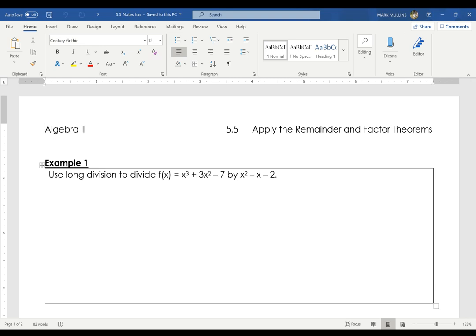5.5, apply the remainder and the factor theorems. So for our first example, we're going to use long division to divide f of x equals x cubed plus 3x squared minus 7 by x squared minus x minus 2.